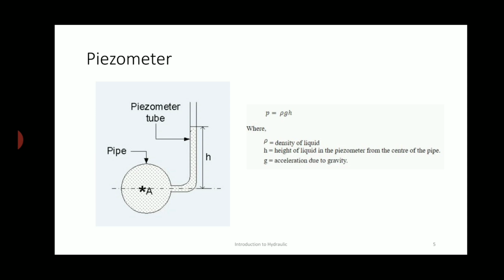At a point A, the height of liquid, say water, is h in piezometer tube. Then pressure is measured by using the formula P is equals to rho g h, where rho is density of liquid, h is height of liquid in the piezometer from the center of the pipe, g is acceleration due to gravity.